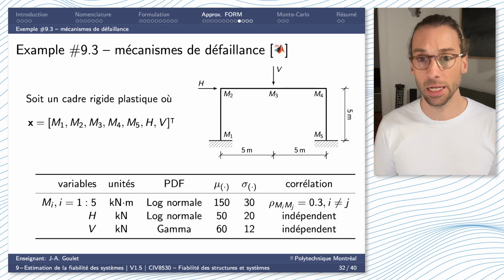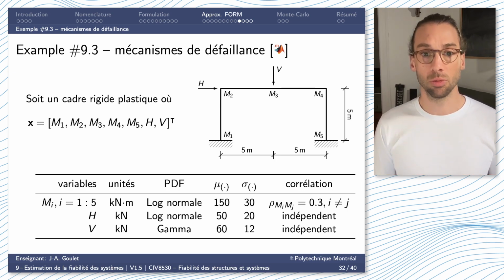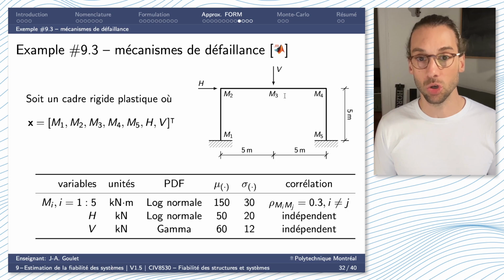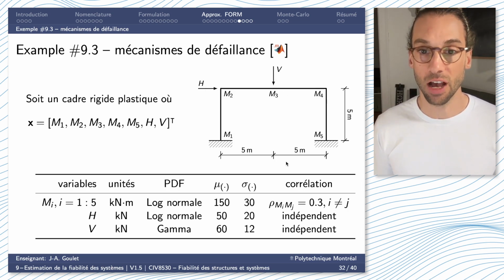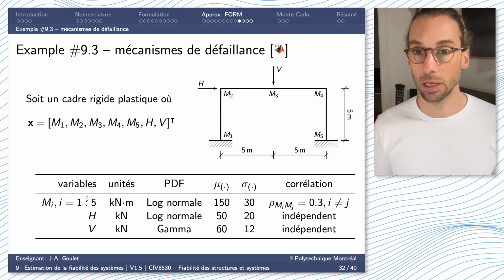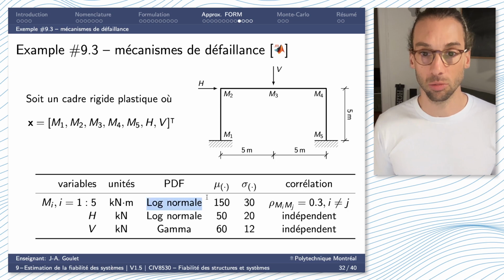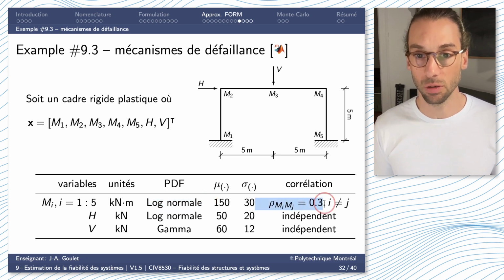So if we want to apply this to see how it really works, we can look at an example involving a failure mechanism. In that case, we have a rigid frame where the moment capacities for the joints are M1, M2, M3, M4, and M5. I have two forces applied, horizontal force H and vertical force V. The height of the frame is 5 meters, and the width is going to be 5 meters as well. So I'm going to have 7 total variables. My 5 resisting moments of my rigid joints are going to be represented by lognormal random variables. They're going to be correlated with a correlation of 0.3.